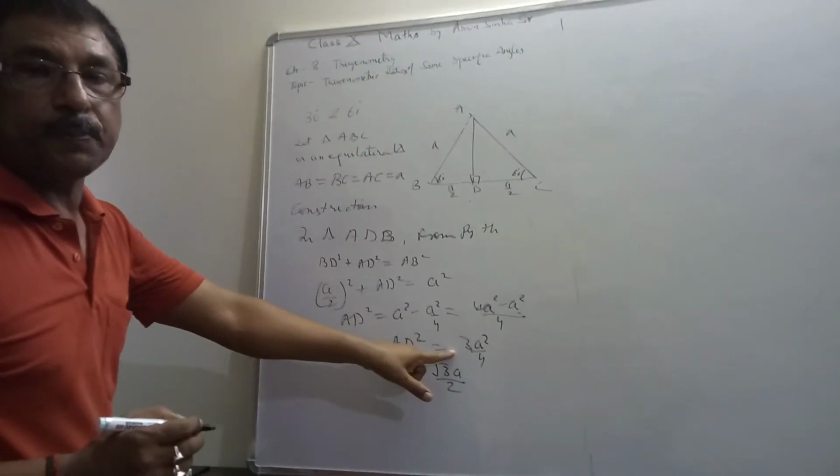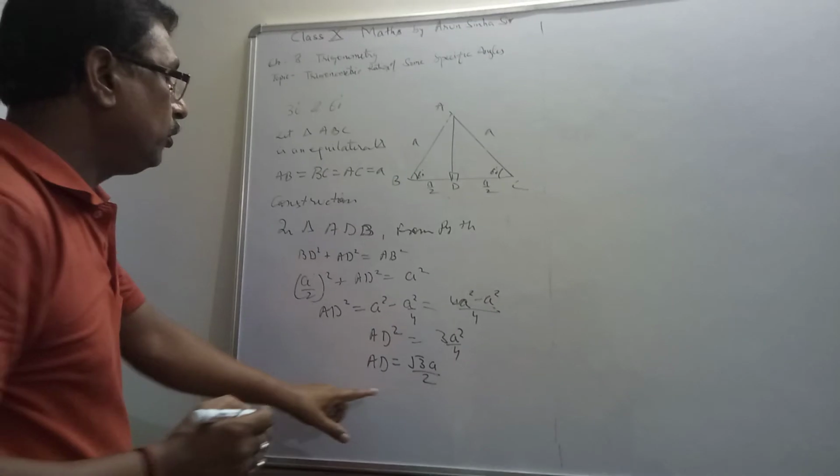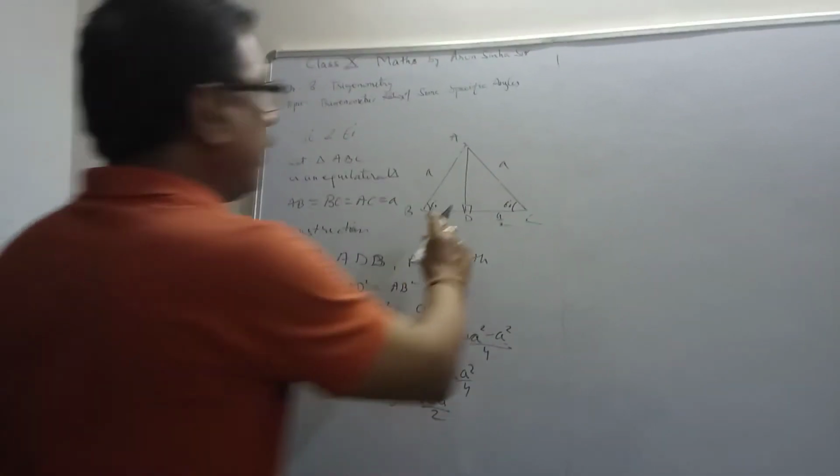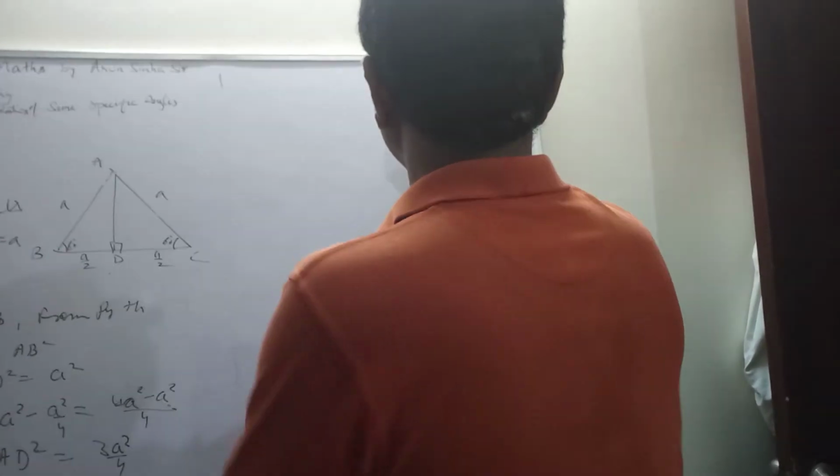If you take square root, 3 is a prime number, so root 3 stays. Square root of A square is A and square root of 4 is 2. So you are getting this ultimately. Again we are going to make this triangle. Can you see, children?